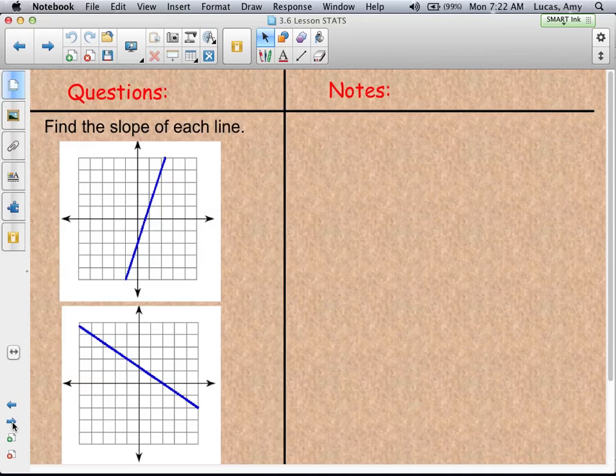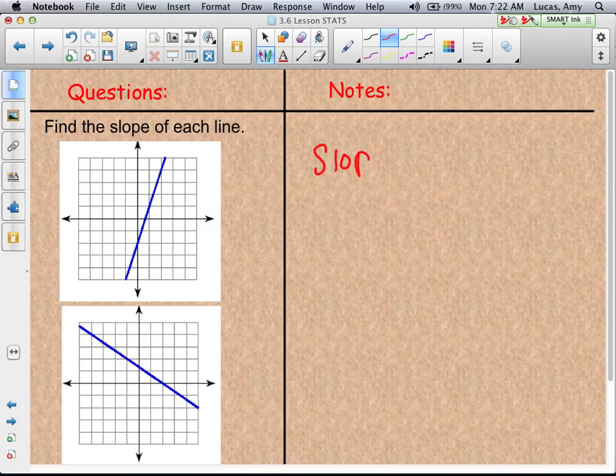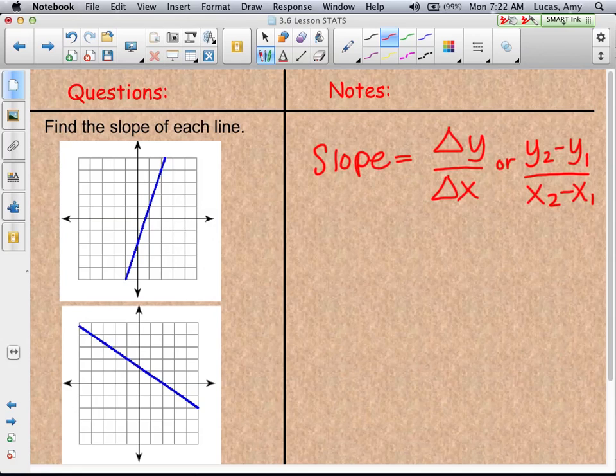Okay, the first two graphs, it says find the slope of each line. So to find just the slope, not write the entire equation, I'm going to show you what you need to do. The slope, or the rate of change, we defined before as the change in y over the change in x. We also said you could use a formula, y2 minus y1 over x2 minus x1. I am going to go with the first method, the change in y over the change in x.